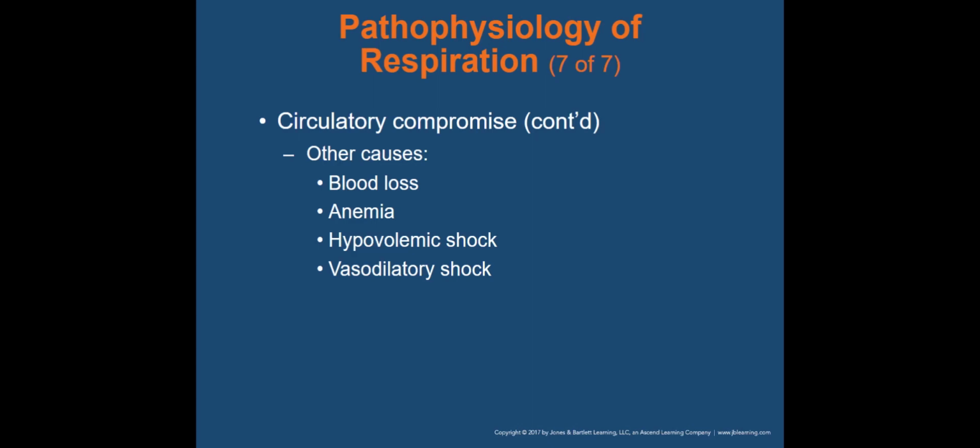Other causes of circulatory compromise include blood loss, anemia, hypovolemic shock, an abnormal decrease in blood volume, vasodilatory shock, abnormal increase in blood vessel diameter or decreasing blood pressure. Any patient suspected of being in shock should be treated aggressively to prevent further interruption to tissue perfusion. And we spend a whole chapter discussing shock all by itself.